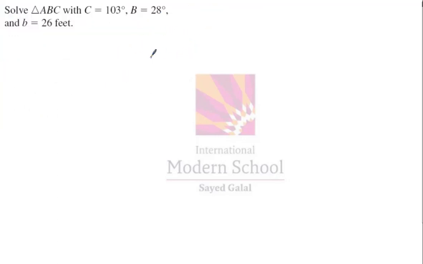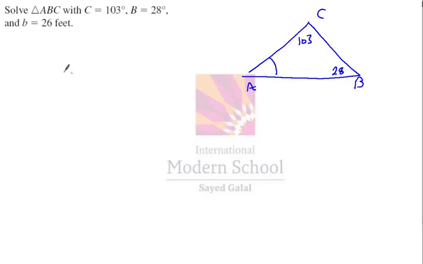Solve the triangle. Solve the triangle ABC with angle C equals 103 degrees, angle B equals 28 degrees, and the length of b equals 26. Then I have a triangle ABC. The measure of angle C is 103 and B is 28. Then we can find the measure of angle A: 180 minus (103 plus 28) equals 49. Then angle A equals 49.